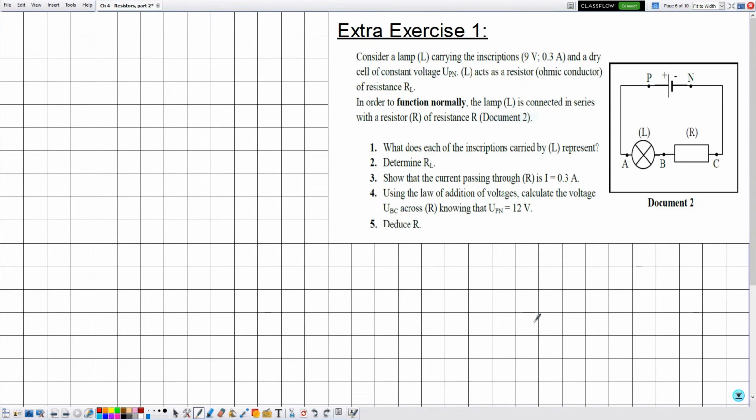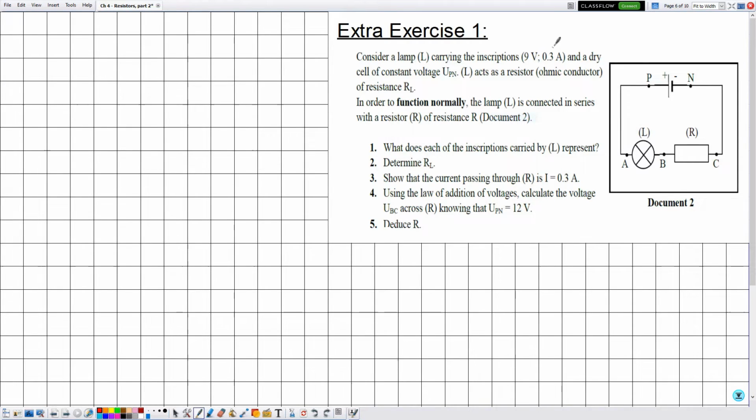And now let me solve extra exercise number 1. This exercise is not found in the notes in the PDF, so I prefer that you write it down in your copybooks. Now they are telling me: consider a lamp L carrying the inscriptions 9 volts, 0.3 amperes, and the dry cell of constant voltage UPN. Then, as I have mentioned previously, the trick in solving such type of exercises is to label the voltage and the current on the electric circuit itself.